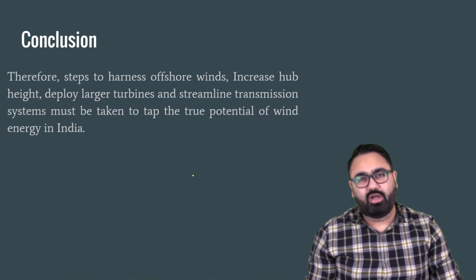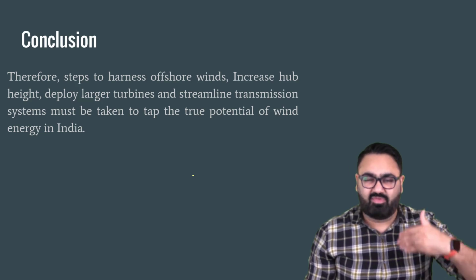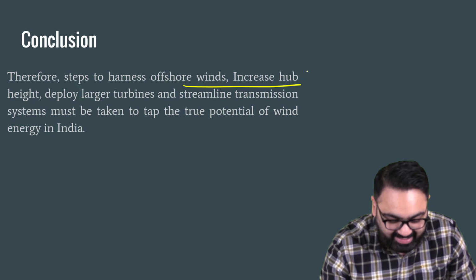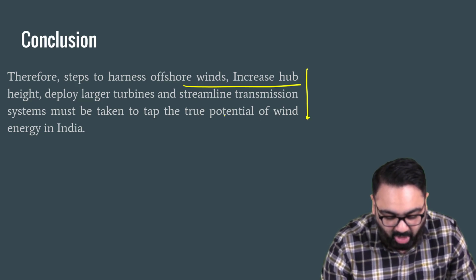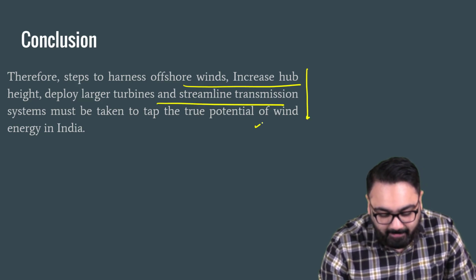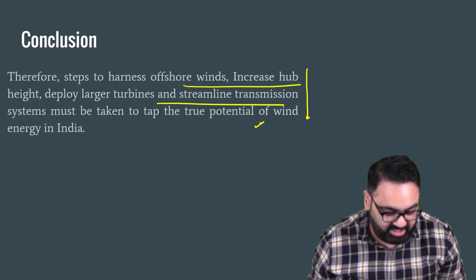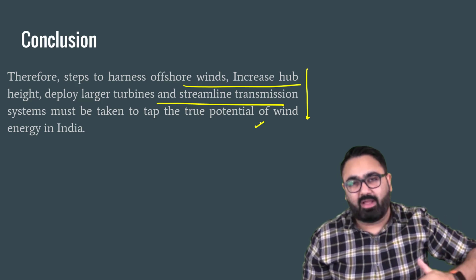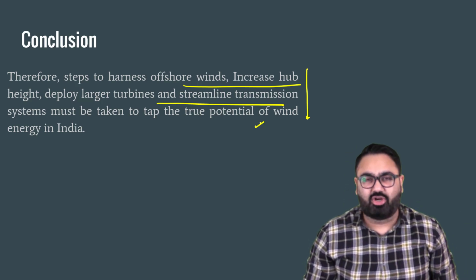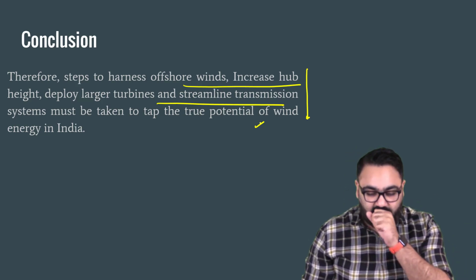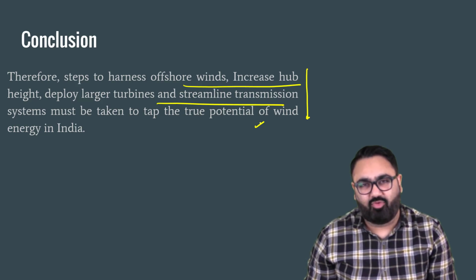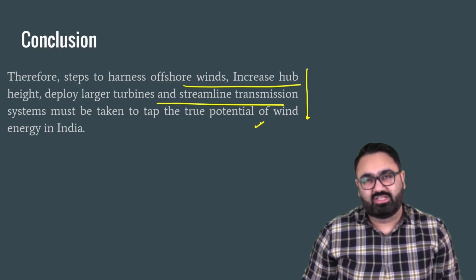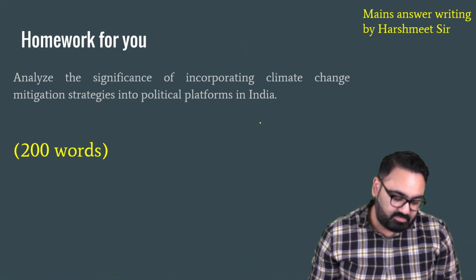This is how we can conclude it about how and what are some of the steps that should be taken. Steps to harness offshore winds, increase in the hub height, deploying of larger turbines, etc. can tap the true potential of wind energy in India. And you can extend this even further. It can help us making important strides towards achieving our net zero target of 2070. So something like this can be the conclusion of this particular answer.